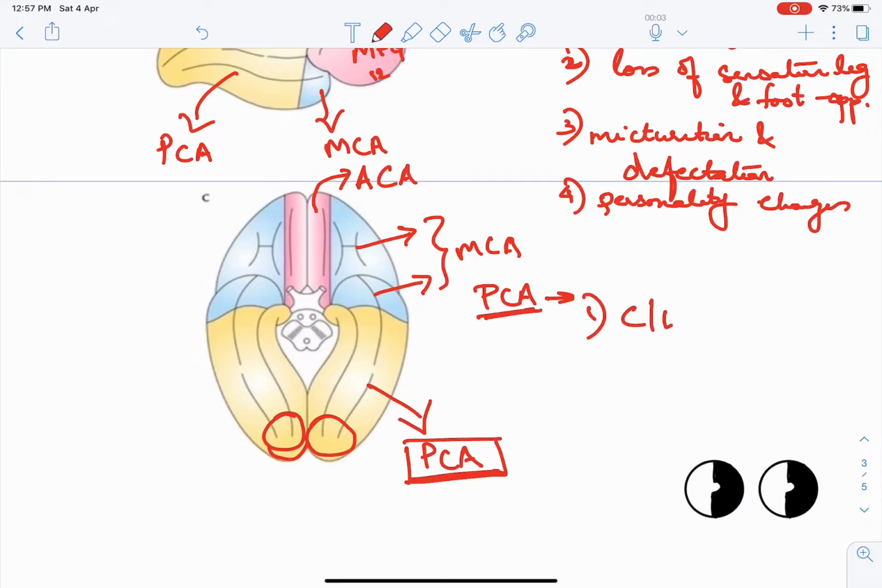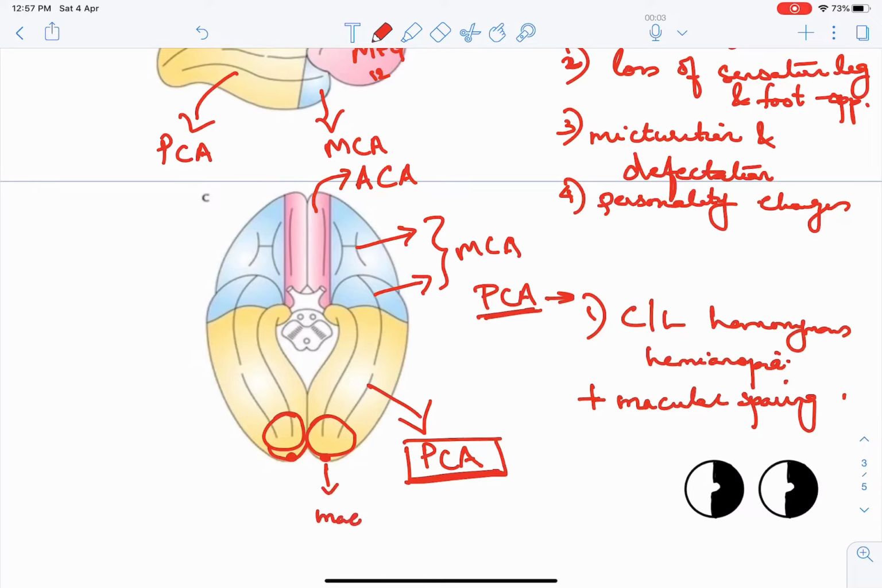That is, there will be contralateral homonymous hemianopia, and we will be learning it later when we learn the visual pathway in detail. And along with this, there will be macular sparing. What is macular sparing? The macular vision is represented in the occipital pole. In the occipital pole, we get the macular vision.